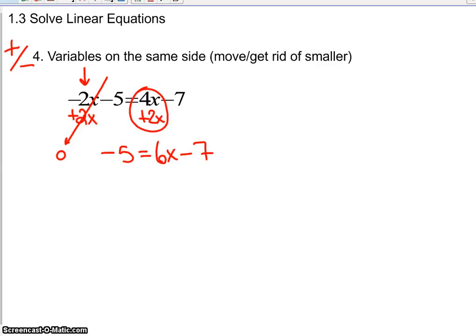Well, what if my teacher says my x has to be on the left side? Well, you know what? Keep working. Get something equal to x, and then you can just switch it around. Okay, there's nothing wrong with doing that. Okay, so that's getting your variables onto the same side.